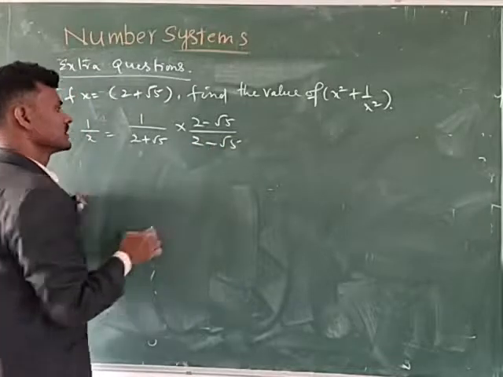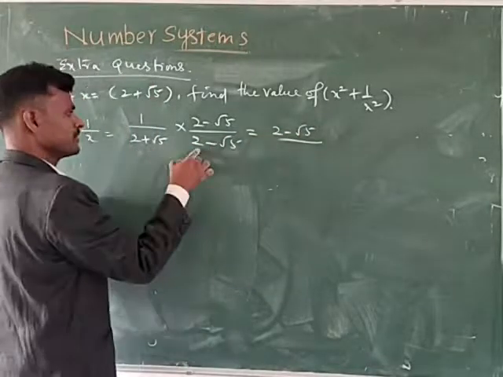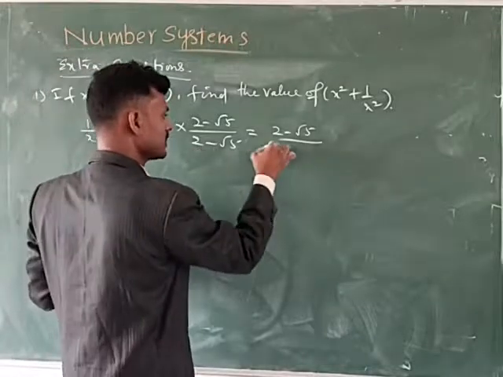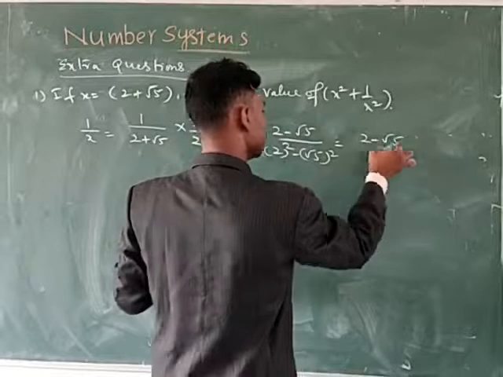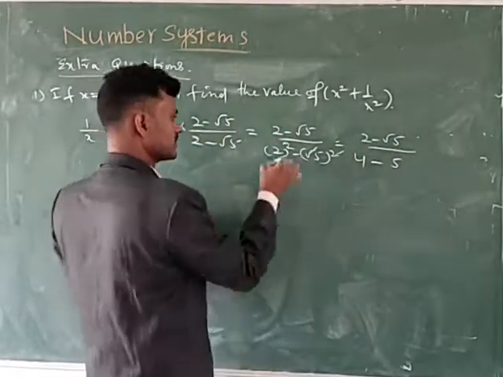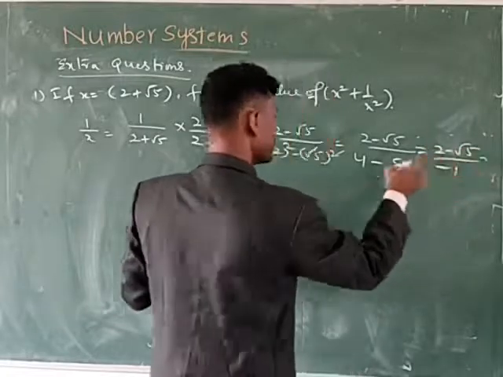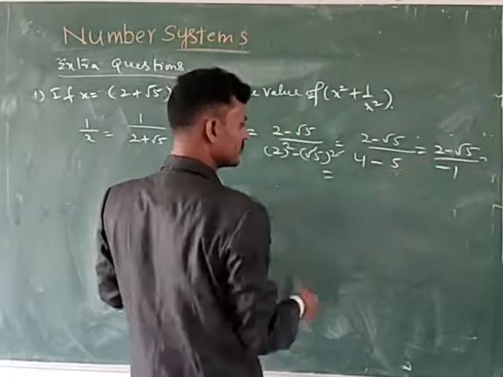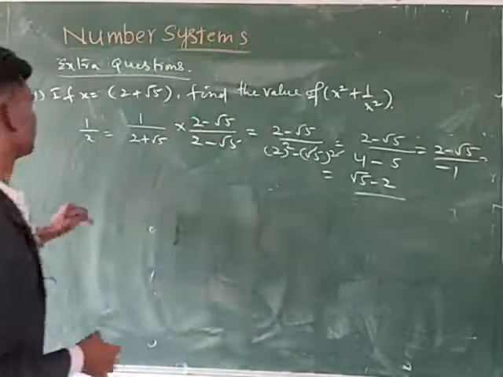Now write this: 2 minus root 5 by, here a minus b into a plus b is equal to a square minus b square. Then this is written as 2 minus root 5 by 2 square, 4 minus 5. The square and root cancel. Then this is written as 2 minus root 5 by minus 1. Again multiply numerator and denominator with minus, we get root 5 minus 2. This is 1 by x.